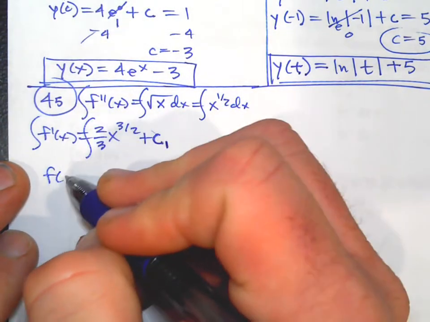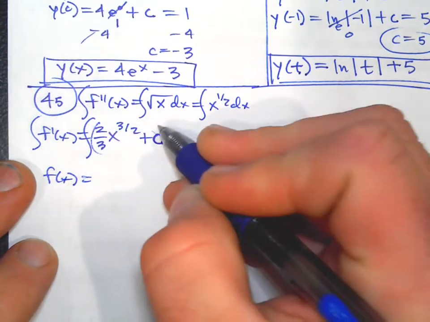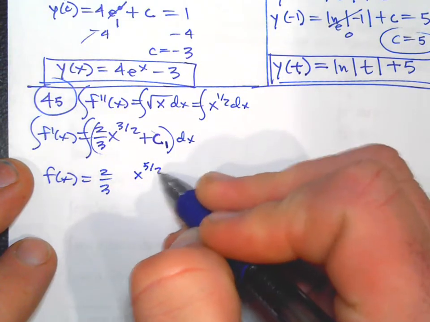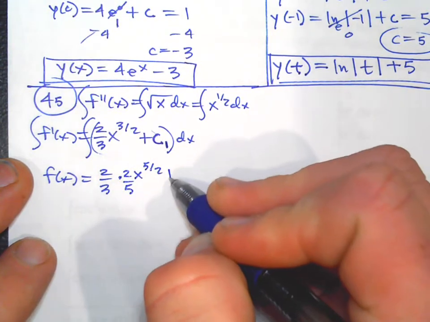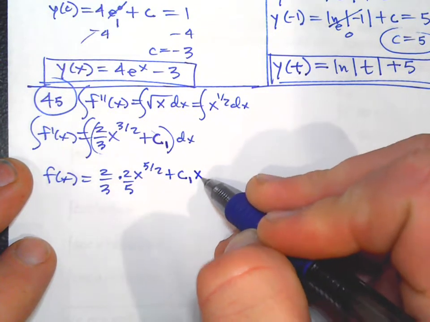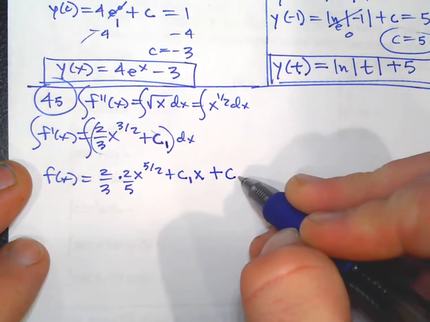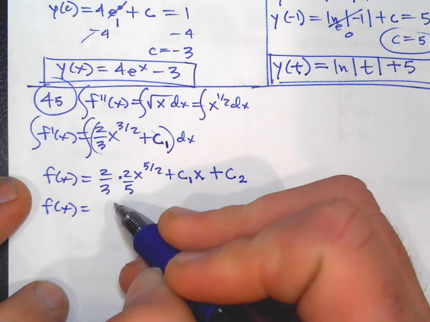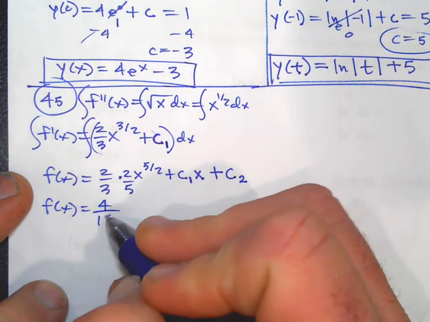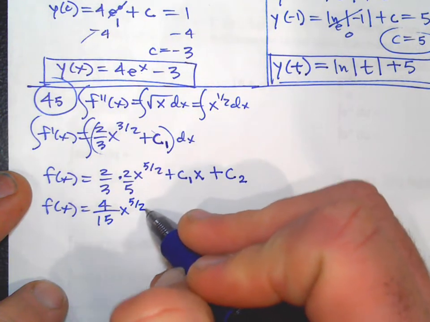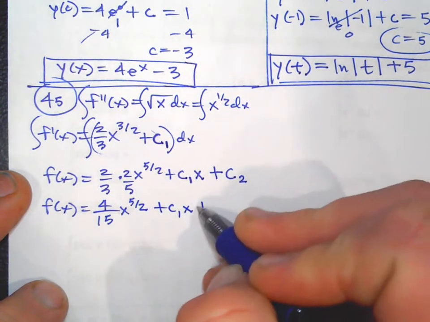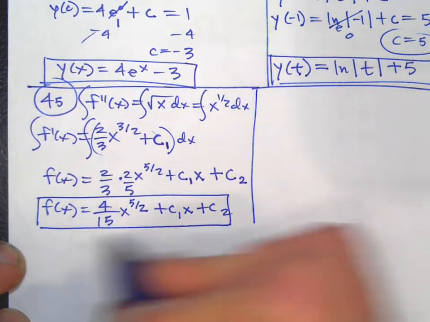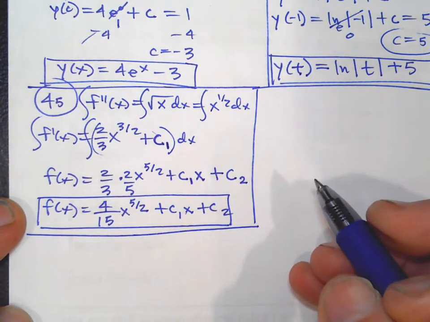So we're going to integrate again, and we have 2/3 already, so we're going to get x to the 5/2 divided by the new exponent, multiplied by the reciprocal, plus the c from the previous one gets multiplied by an x, plus another c, which I'm going to call c sub 2. So our final answer will be 4/15 x to the 5/2 plus c sub 1 x plus c sub 2. And that's it.